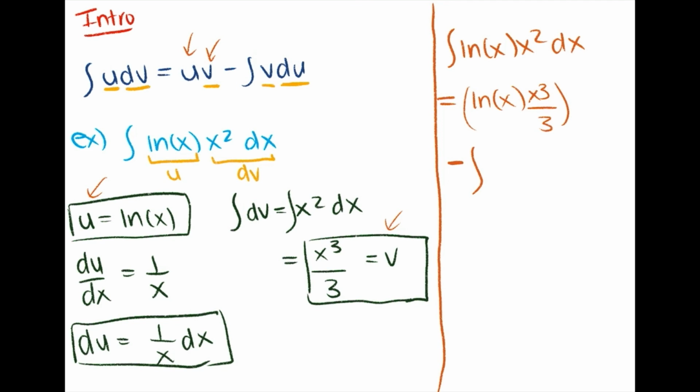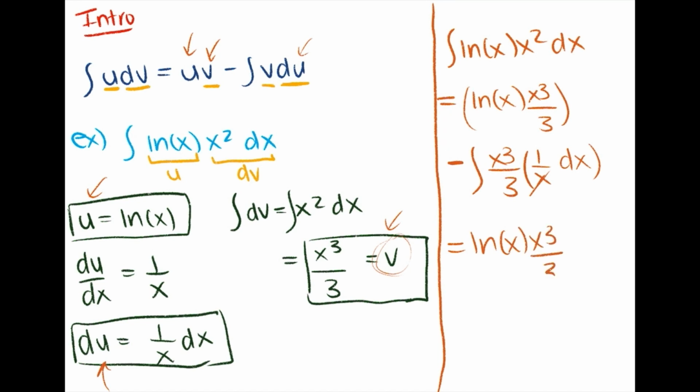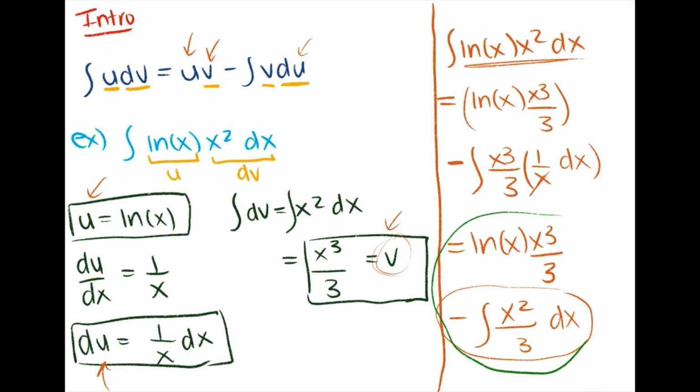Then I have to take the integral of whatever v is. So again, v right here, x cubed over 3, and then du. And du I have right here. So that's the last thing I need to solve. I need to plug in 1 over x dx. And so I can cancel that out. And so in reality now, the answer to my question, my integral, is going to be the integral of x squared over 3 dx. And this integral is a lot easier to solve than the original integral that I was given. And when I find the integral of this remaining part, then this entire thing will be the answer to my question. And so that's kind of the idea behind integration by parts.